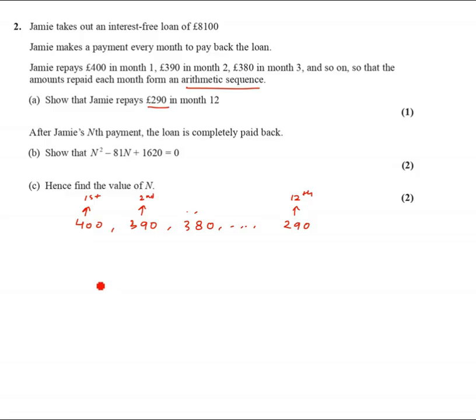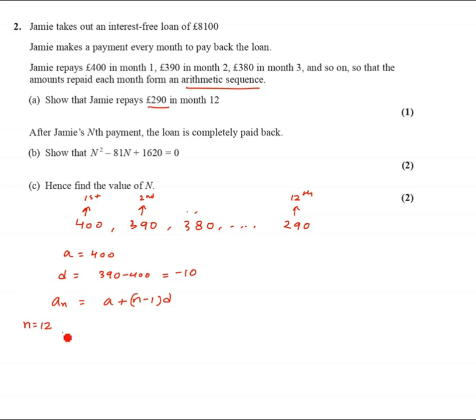So in this case, your first term a is 400. The common difference d will be 390 minus 400. So we do the second term minus the first term, which is minus 10. Now we have to prove that this is the 12th term. There is a formula for the nth term of an arithmetic sequence: a_n equals a plus n minus 1 times d. There are two ways you can do this. Either you work out the 12th term, or you can work out the n for a_n equals 290. So let's say we put n equals 12 here.